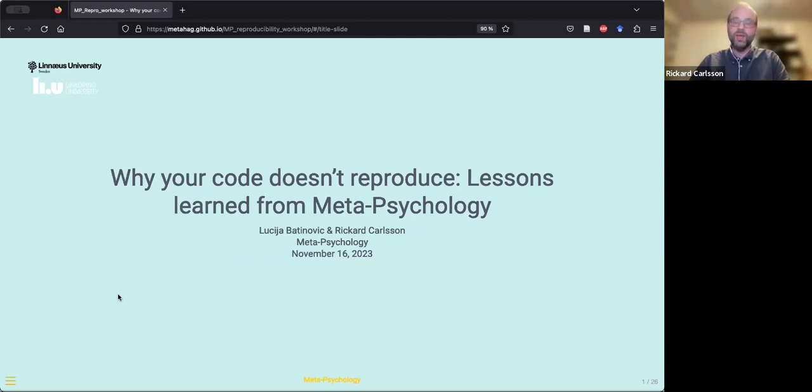And this is based on us running this journal for about 6 years now, where we are doing computational reproducibility checks for all articles that we publish in the journal Metapsychology.